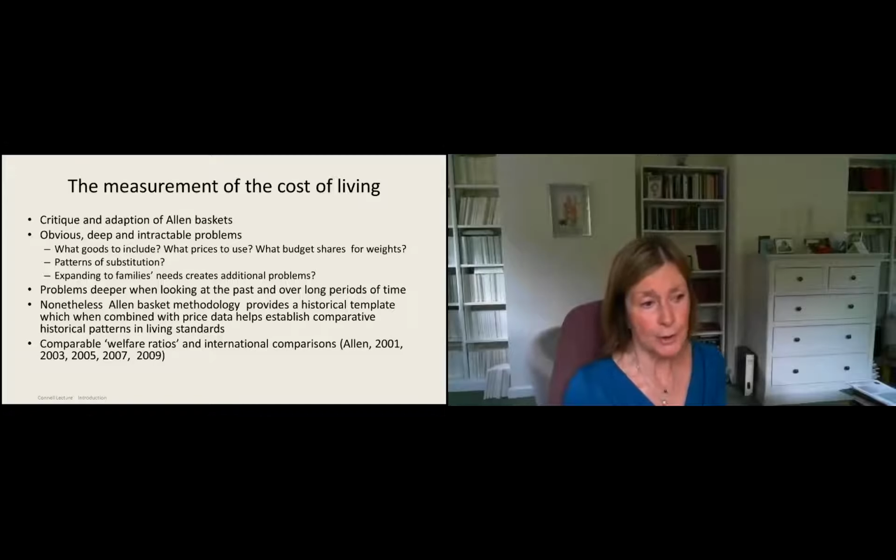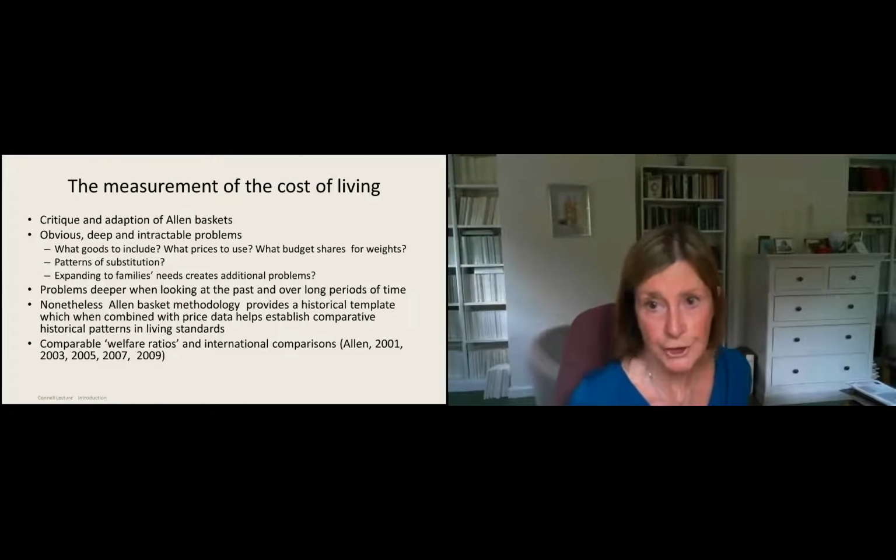Allen's framework is thought of in terms of welfare ratios, which represent men's wages usually divided by the cost of living index that is implicit in the Allen baskets. So I'm going to talk primarily in terms of comparative standards of the respectability basket. So a welfare ratio would, in Allen's terms, be men's wages divided by the cost of the respectability basket. And that's really the kind of baseline story here.